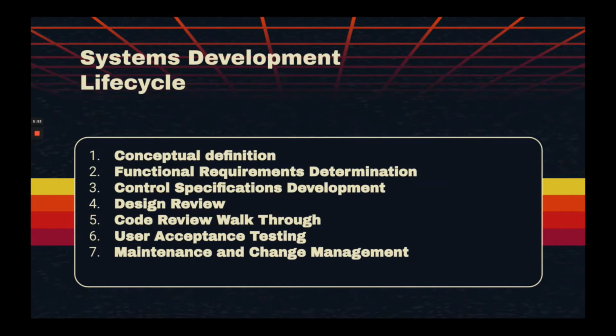Now, moving forward, the systems development cycle. This is the development cycle of a system. First, there's the conceptual definition, then the functional requirement determination, then the control specifications development, then the design review, fifth, code review walkthrough, sixth, user acceptance testing, seventh, maintenance and change management.